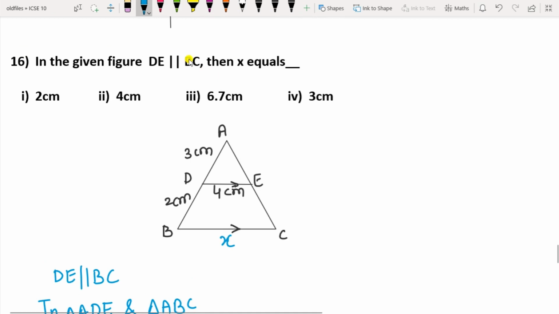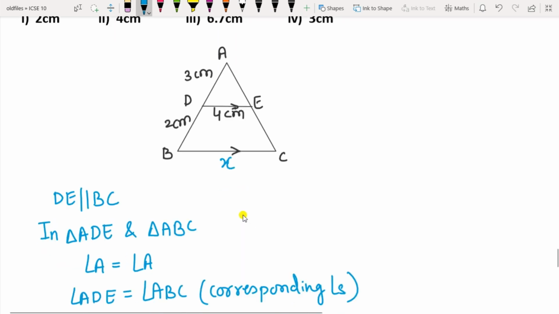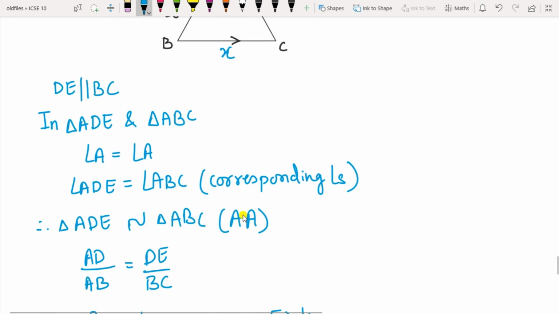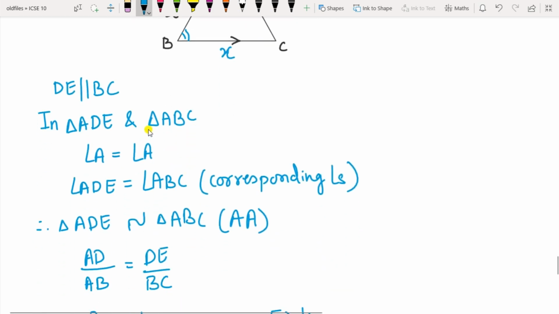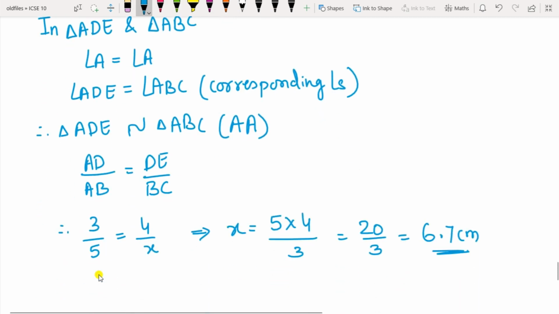In the given figure, DE is parallel to BC, then x will be equal to. So in some of the cases you have to prove that the triangles are similar. Therefore in this case, consider triangle ADE and triangle ABC. Angle A is common to both the triangles, and angle D and this angle are corresponding angles to each other. Therefore these two are also equal, and we have proved that these two triangles are similar by AA axiom, and therefore we will write its proportionality now.